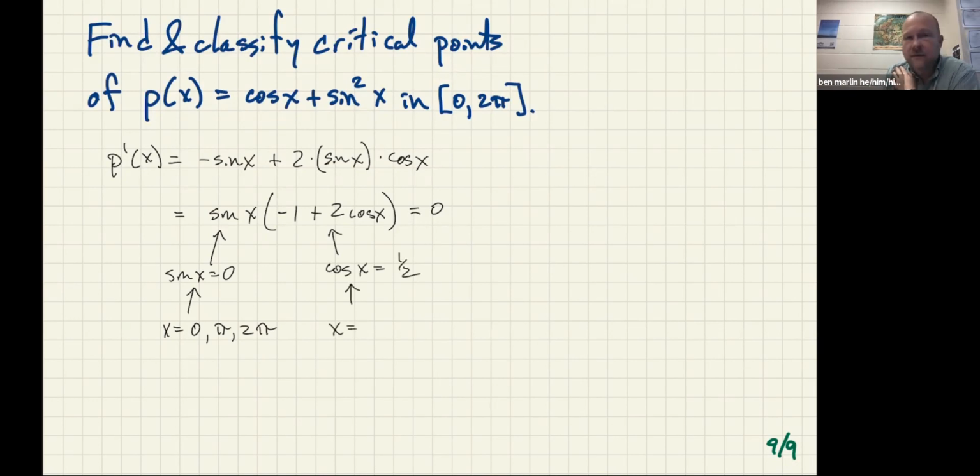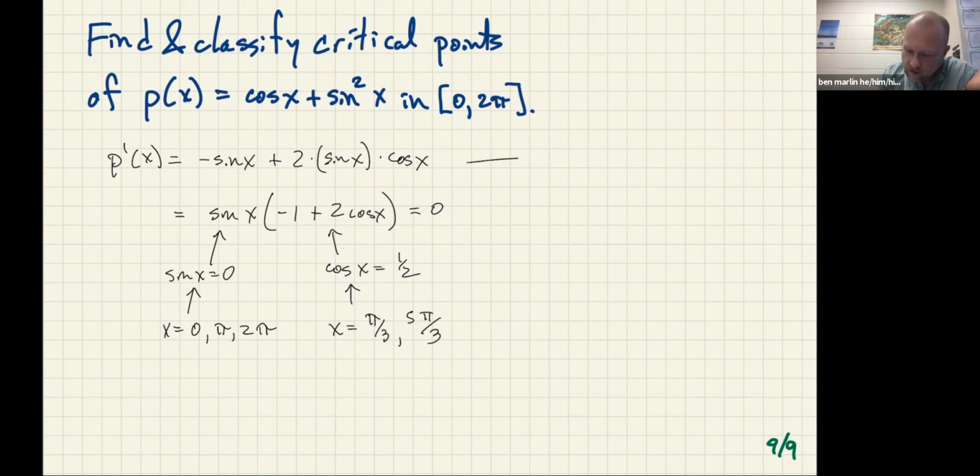And then you have to figure out what the x values are for that. And those are going to be pi over 3. And I started to say 2 pi over 3, but that's just wrong. It's going to be 2 pi minus pi over 3. What is that? 5 pi over 3. Okay. So now we've got something that's a bit more convoluted because we've got these 5 different points in there.